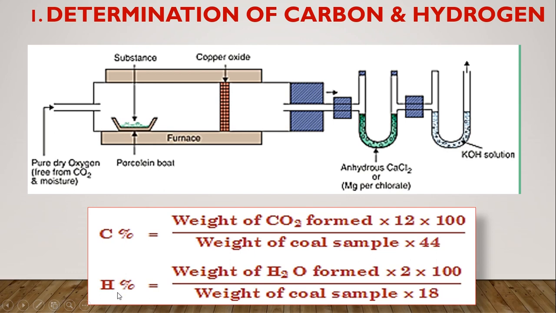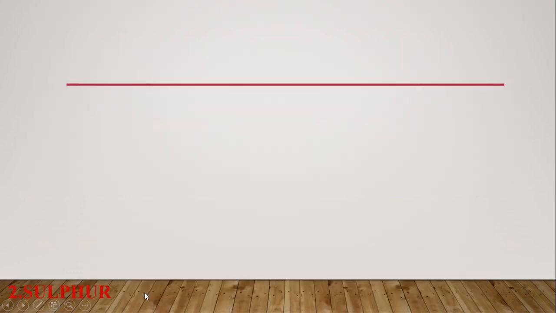How to calculate the percentage of hydrogen? The weight of H2O formed, which is the increase in weight of anhydrous CaCl2, into 2 into 100 upon the weight of coal sample into 18. So by using these two, we can easily calculate the carbon and hydrogen percentage.